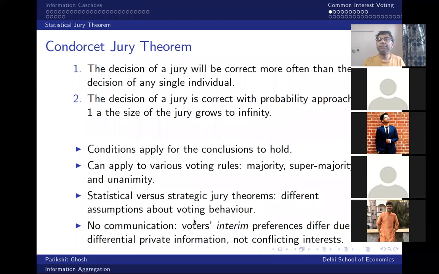Now, processes of social learning and social decision making, which can somehow harness this property, will lead to very good decision making. Yes, that's the idea.